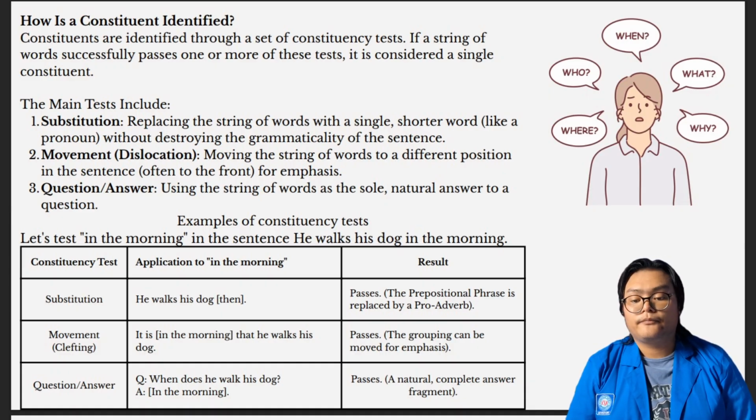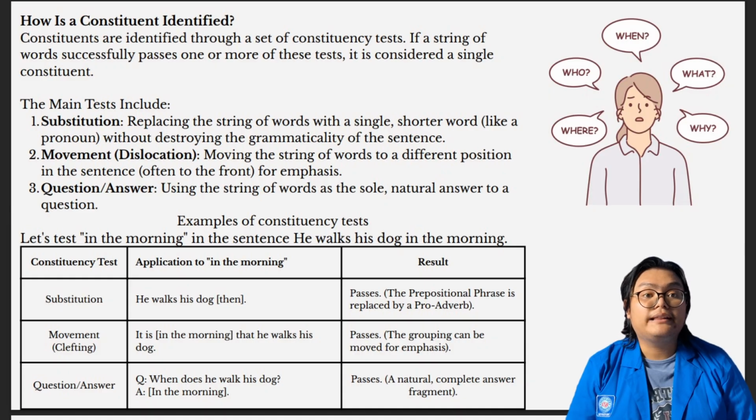Also grammatical. Question or answer: "When does he walk his dog?" "In the morning." Passes, a natural complete answer fragment.